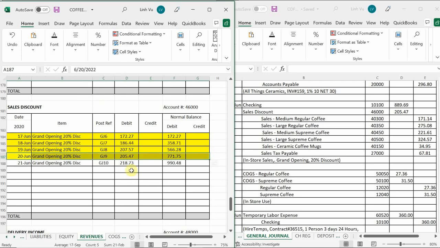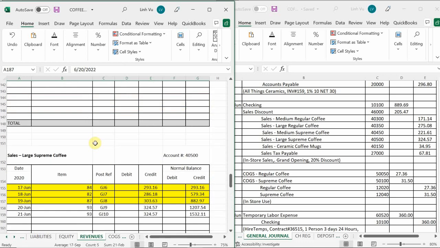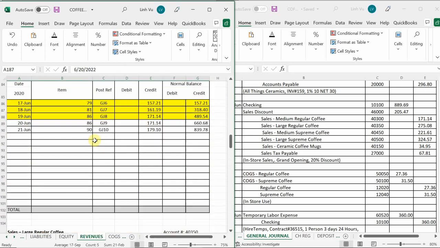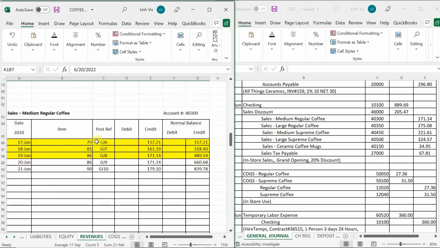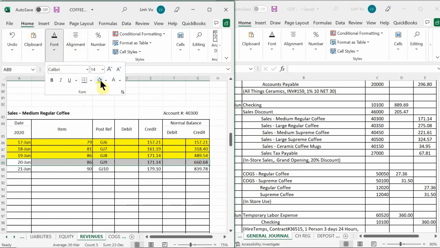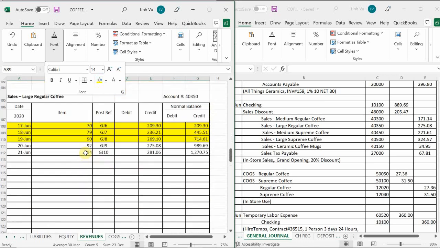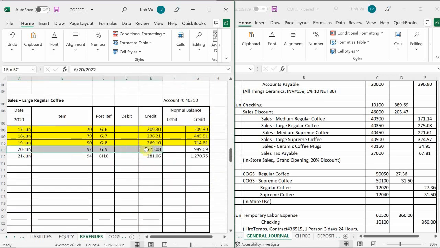Okay. Did we sell our medium coffees? Okay, so medium coffee for the regular, I sold $171. Okay, for the large, I sold at $275. Oh, let's do that again. $275. Yeah, $275 is what I sold. Okay.